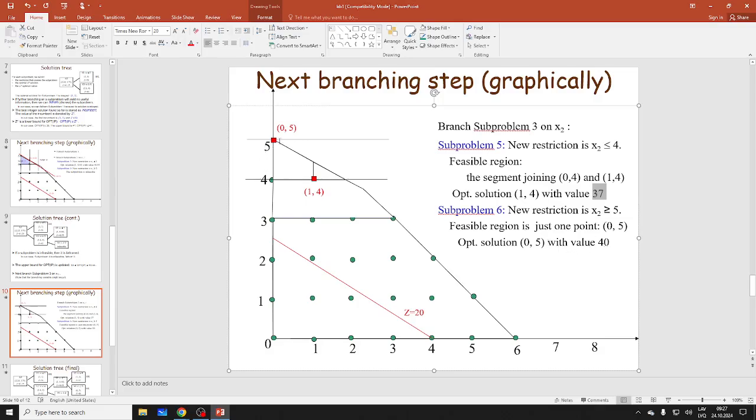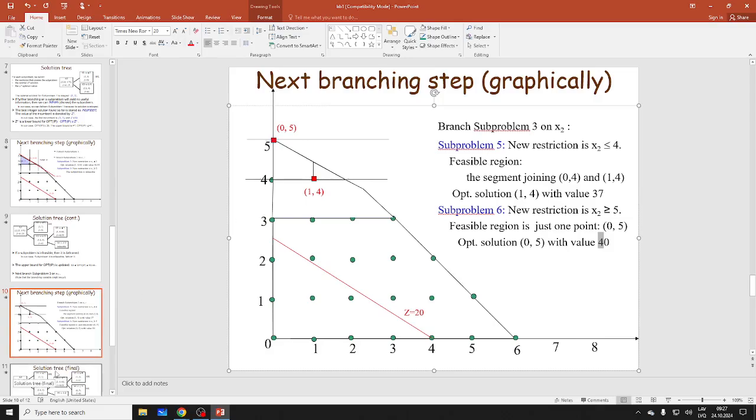In this case, it is up here, and that is 40. And 40 is more than 39, right? Remember we had 39. So obviously, simple math. So that looks like there's nothing to branch on anymore. So 0, 5 looks like the solution.